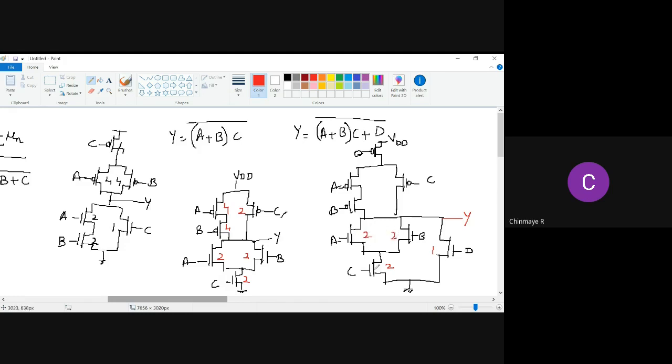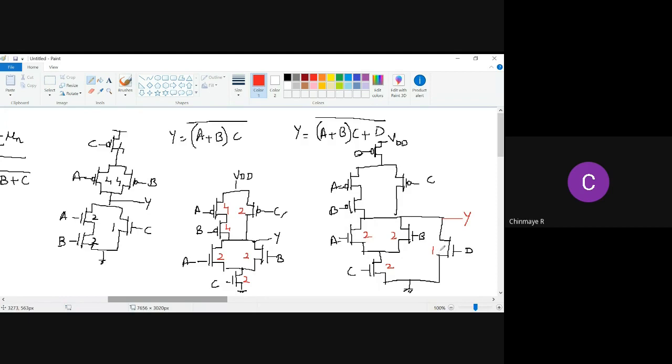See, A and C is in one branch for the discharging. Therefore, the effective resistance, the series combination of these two, should be equal to R. Each of them should have a resistance R by 2. Therefore, we size the transistors A and C as 2. Since C is already 2, B also should have a resistance R by 2. Therefore, B is also 2, so that this effective resistance is R. As you can see in the NMOS path, D is the only resistance between Y and ground, similar to a unit inverter. Therefore, the size of it is 1. Is that okay?